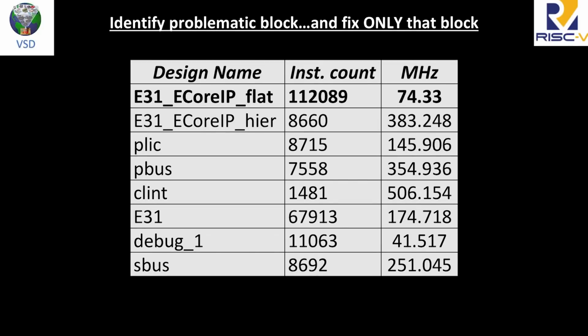Now, advantages and results. The first advantage of doing a hierarchical break is that you can identify the problematic block. When we did a flat implementation of the E31 E-core, we got a frequency of 74 megahertz, which was pretty low. Then we broke up the entire design into small pieces, and we identified that the other blocks were doing fine, but the debug block was giving about 41 megahertz, which was very low. But when we tried to debug the debug block itself, we found out that it was a reporting issue in the tool. Since we used all open source EDA tools, the timing tool we used is called Vesta.